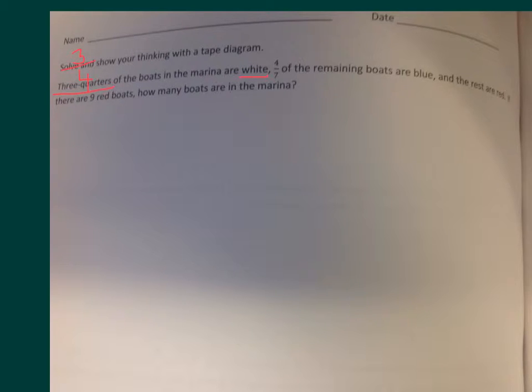Then I'm going to underline that 4/7 of the remaining boats are blue. That word remaining is super important. And the rest are red. If there are 9 red boats, how many boats are in the marina? I'm going to circle that and point to the question. I want to figure out how many boats are in the marina.